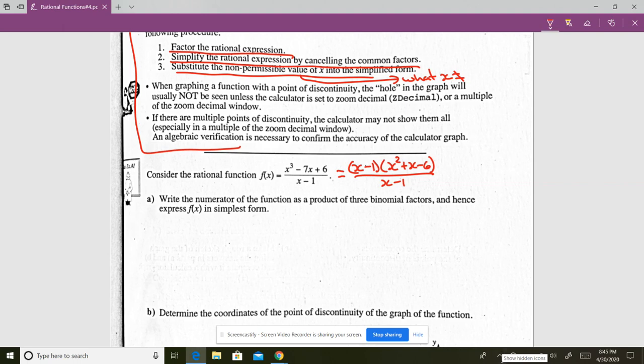Factor the quadratic here. I know you can cancel the x minus 1's, but we want to factor this. So what multiplies to negative 6 and adds to 1? So add to that and multiply to that. Hopefully you got x plus 3 and x minus 2 over x minus 1. Okay, so now you cancel the x minus 1's, and you're left with x plus 3, x minus 2.